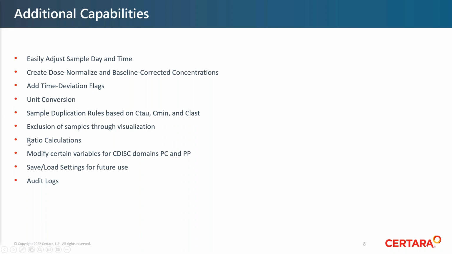There's a lot more we can show you with what you could do with the ratio calculations, and then additional things with modifying the variables for the CDISC domain, PC and PP. I showed you that you could do that. There's much more to do with that if you ever needed to. And there was also the fact that you could save and load the settings for each of those modules within the different parts of PK Submit, and then also those audit logs.